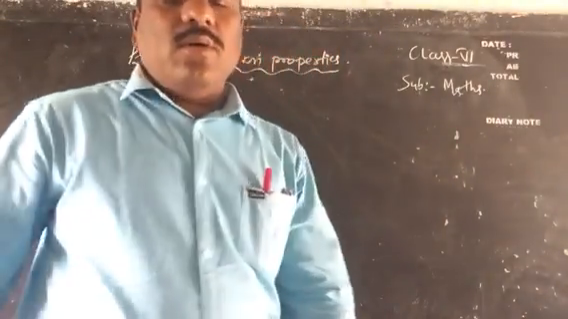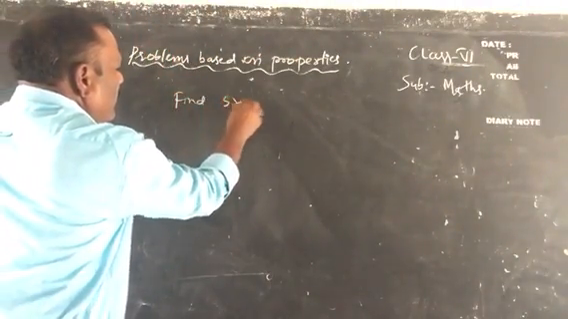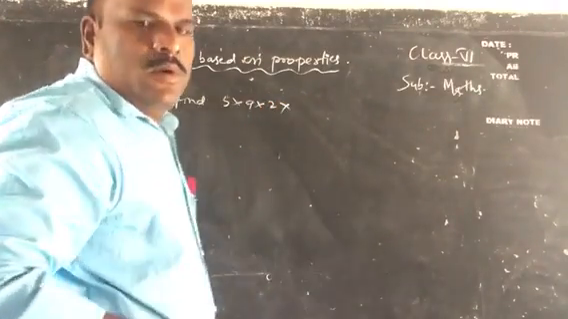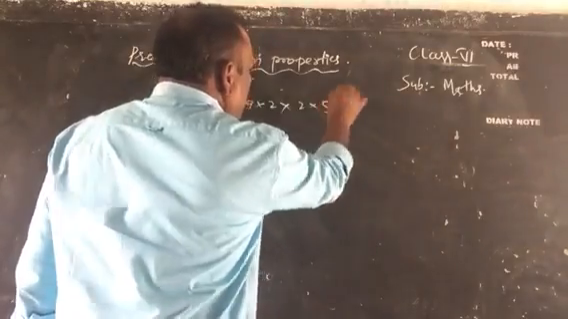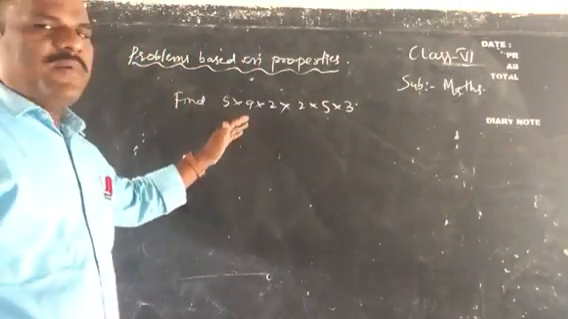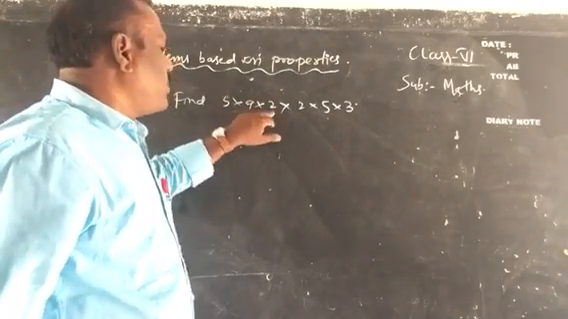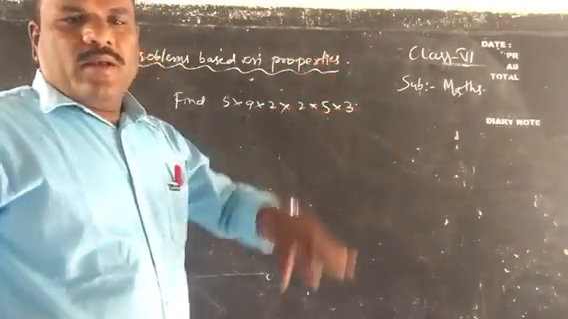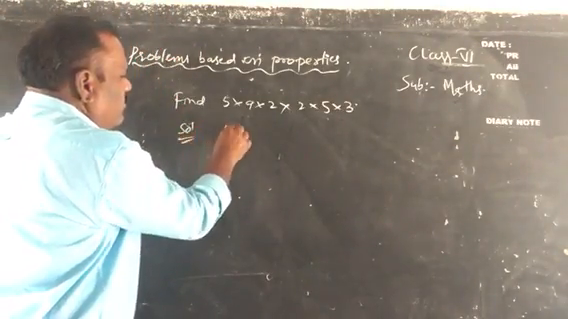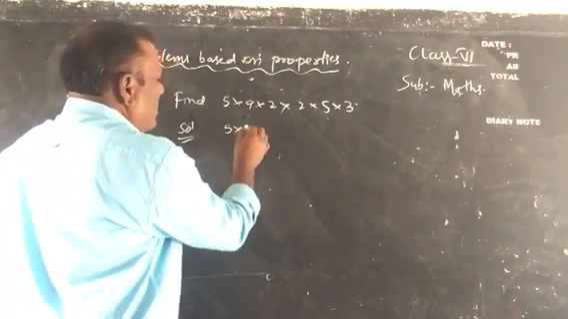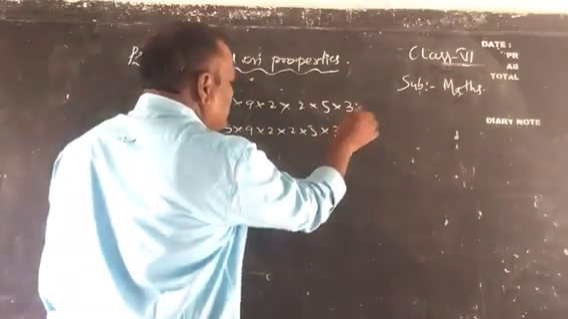Find 5 into 9 into 2 into 2 into 5 into 3. The easiest method is by applying properties. Children, by applying properties, 5 into 9 into 2 into 2 into 5 into 3. Now you can write the solution, children.